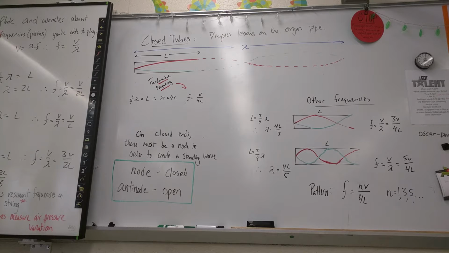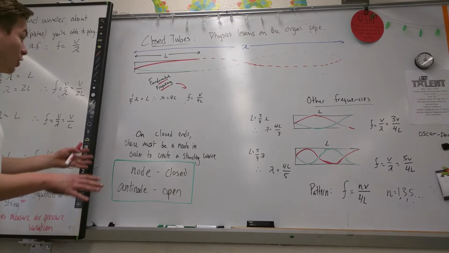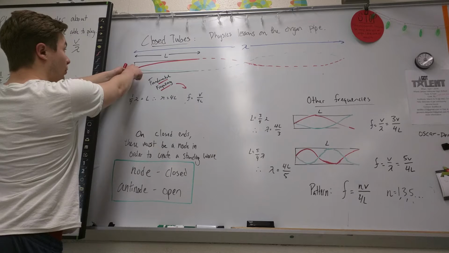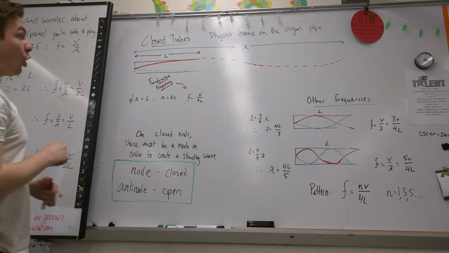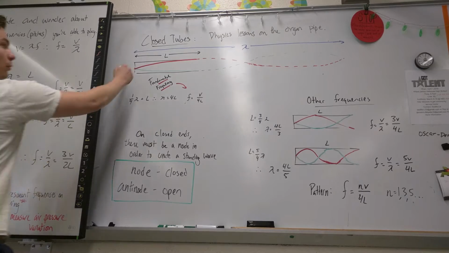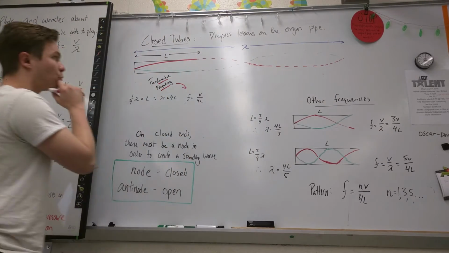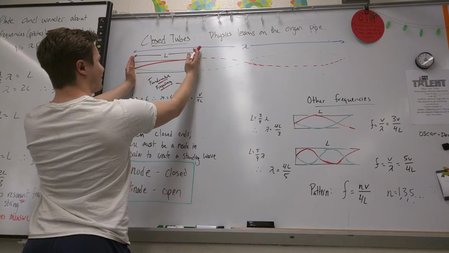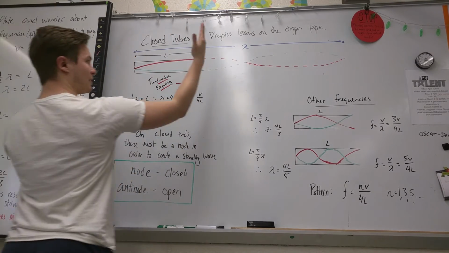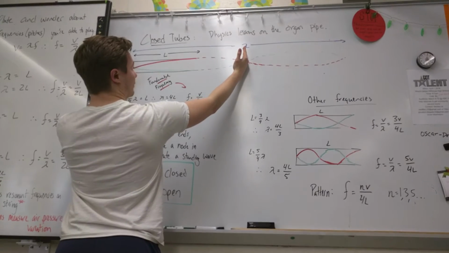Now, this will look a little bit different. In order to make sense of this, I've drawn one full wave in my organ pipe. I know that I need to have a node on a closed end and an antinode on the open end. So this red one, let's examine that. That's one full wavelength. So how much of the wavelength is in the tube? Well, this must be half of a wavelength.